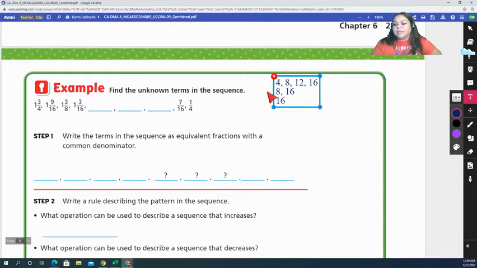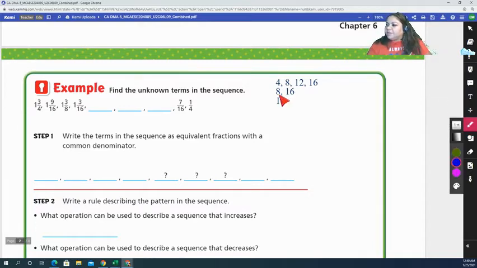Because if we're writing equivalent fractions, we need to have a common denominator between all 3 different types of fractions. So now, after we have found the common denominator, we need to write the equivalent fractions. And so we're going to write them here. I know that the terms that already have a 16, those I will leave as is.